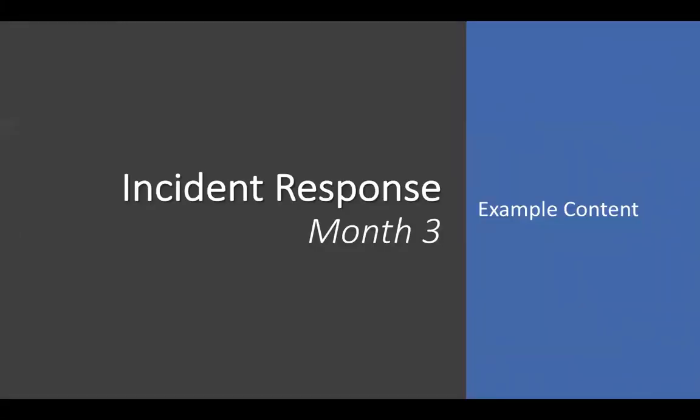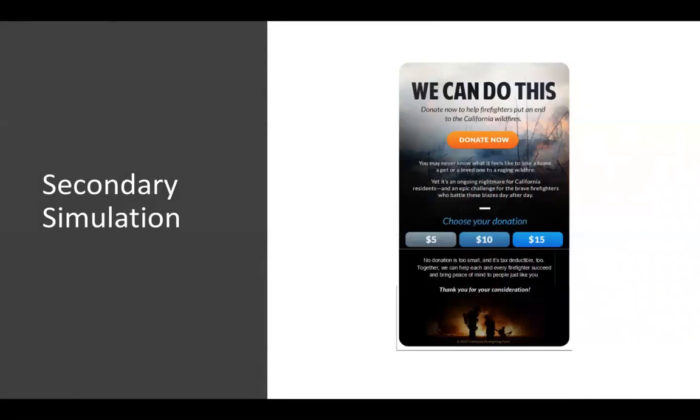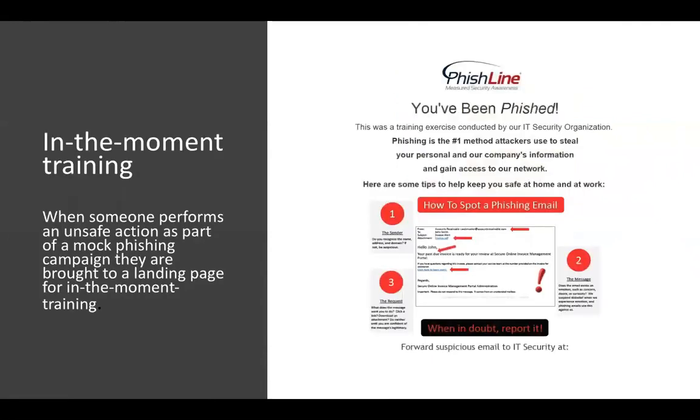The third month of each 90-day email security awareness training will be a second mock phishing campaign for those employees that clicked on the previous month's phishing campaign. This second simulated phishing campaign is sent to only those employees that fell victim to the previous month's phishing. The goal of the secondary phishing campaign is to help your employees learn how to spot a phish. For anyone that does click on the link, they will go to an in-the-moment training page. It will have a link to a video for further training.